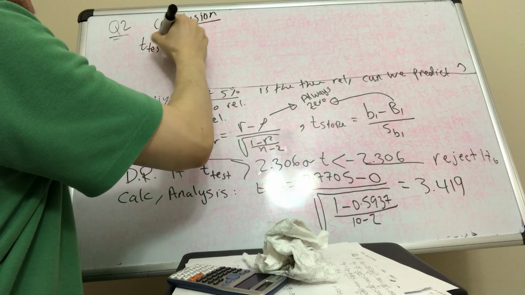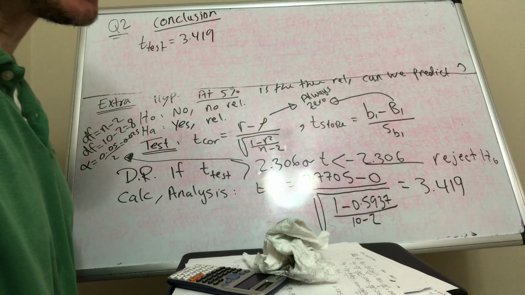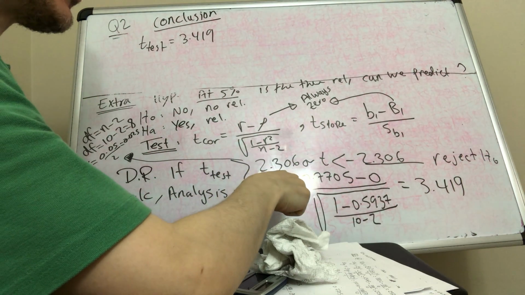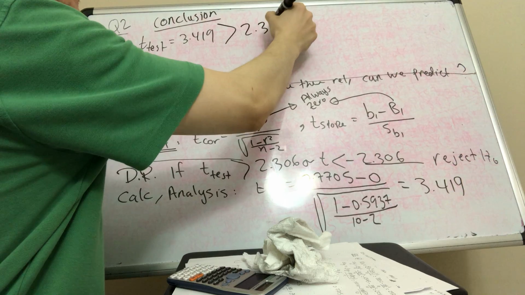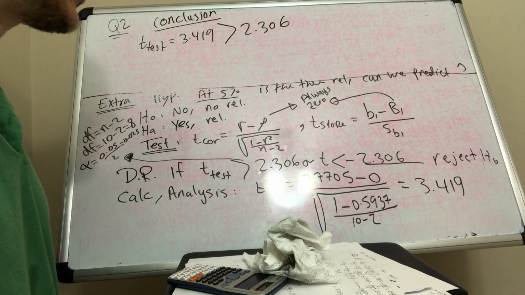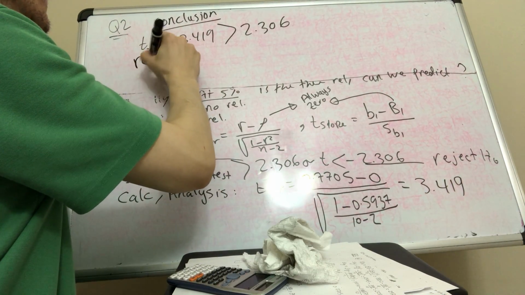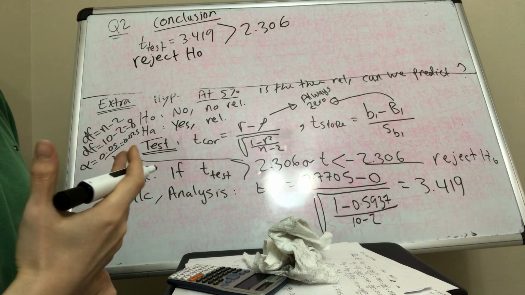Your t-test is 3.419. Is that more than 2.306? Yes, definitely more than 2.306. So the condition is satisfied. We're going to reject H0.